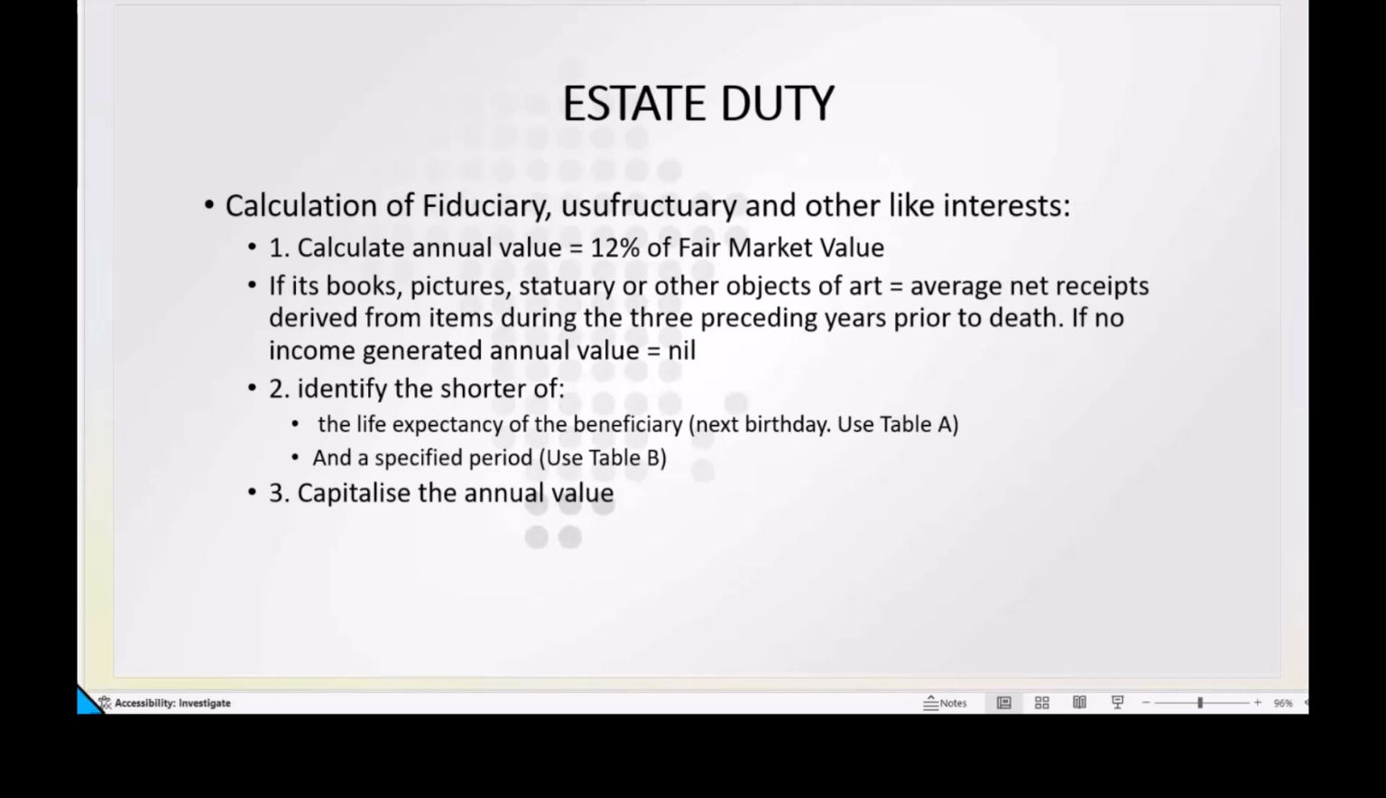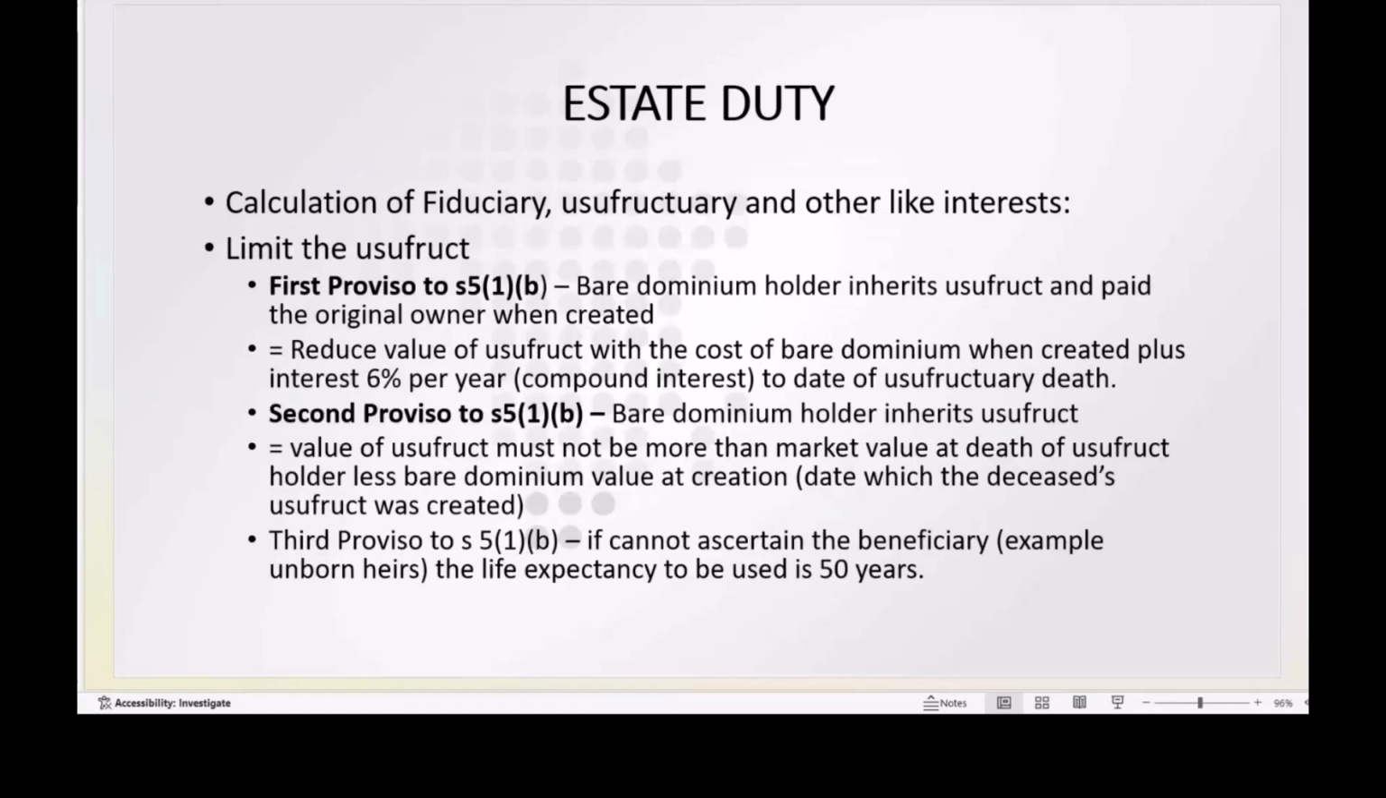Okay. So then there are specific provisos provided in section 5.1b when it comes to calculating the fiduciary, usufruct, or other like interests. The first proviso in section 5.1b: the bare dominium holder inherits the usufruct paid by the original owner when it was created. Then you would reduce the value of the usufruct with the cost of the bare dominium when it was created, plus 6% per year compound interest to the date of the usufructuary's death.